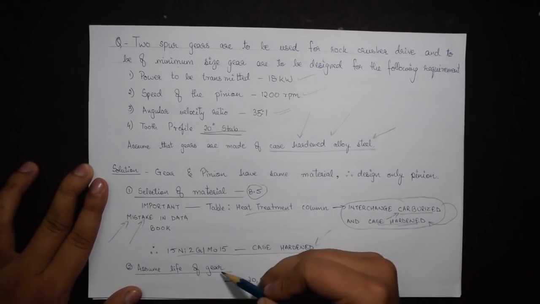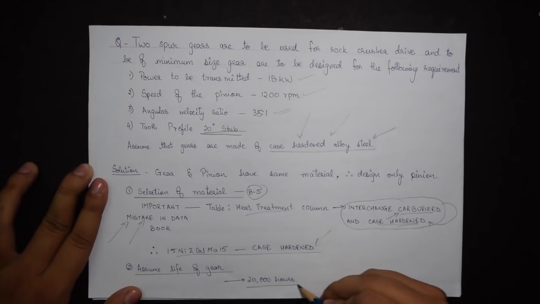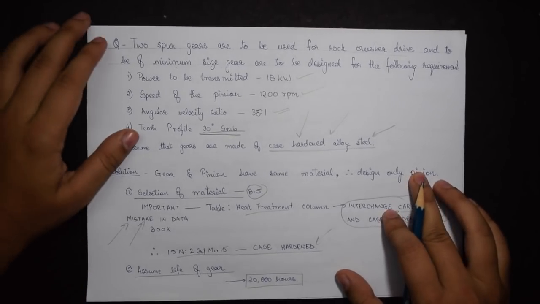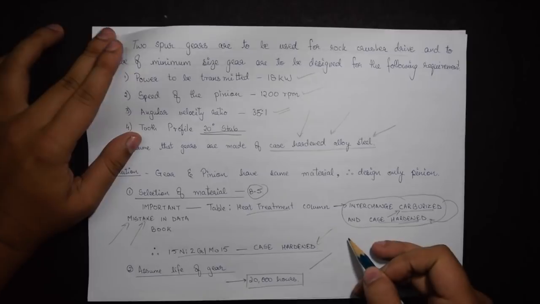Step 2 is assuming the life of gear. So let us take 20,000 hours. We could also take 25,000 hours or 15,000 hours or anything, but here I am taking 20,000 hours.